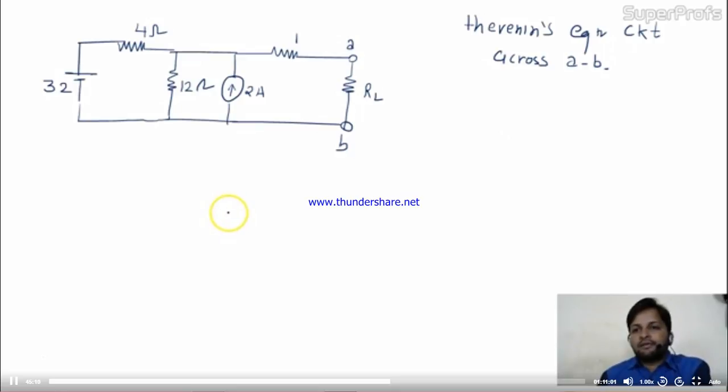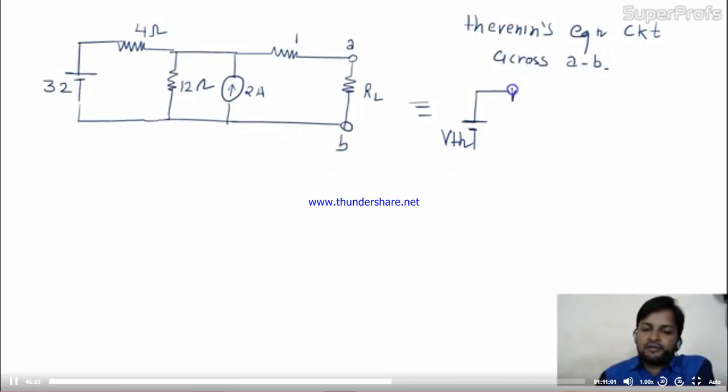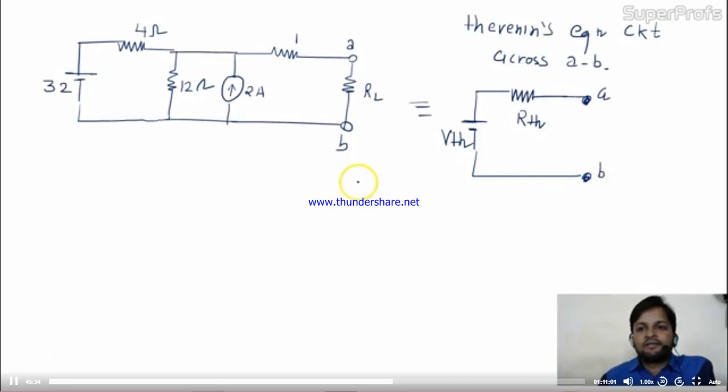Is it clear to you? Now see, the Thevenin equivalent circuit for this circuit is here: VTH, RTH, the same terminal A, and this is B. That's it. So here I have to find the value of VTH and RTH.